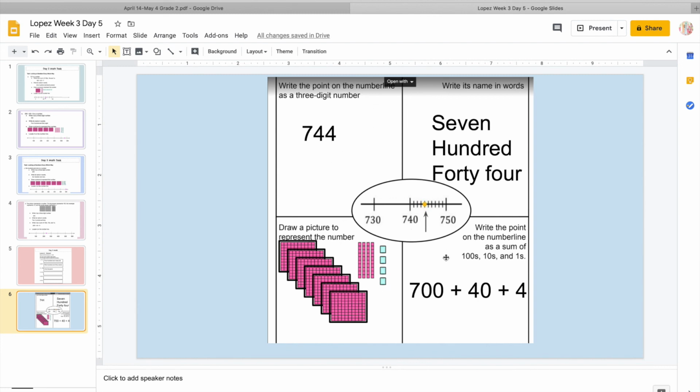The last thing we need to do is write the point on the number line as a sum of hundreds, tens, and ones. So this is where we're breaking it apart in expanded form. So we want to know what is the value of the 7 in the hundred spot. And 7 hundreds is indeed 700. And then we need to determine how many, there's a 4 in the 10 spot. What is the value of 4 tens? Well, 10, 20, 30, 40. So we know the value of the tens is 40. And then lastly, what is the value of the 1 spot? And we have 1, 2, 3, 4 ones. So we have written that in expanded form.